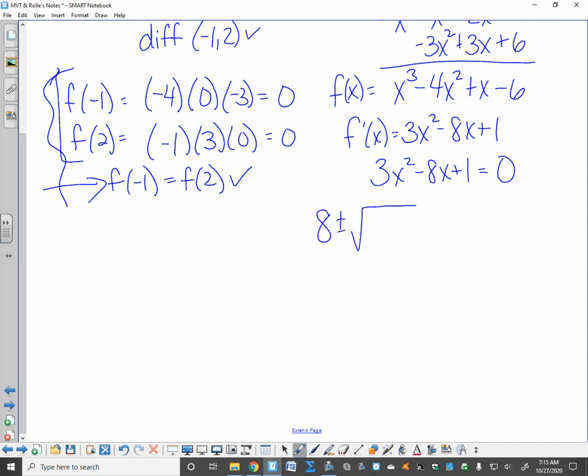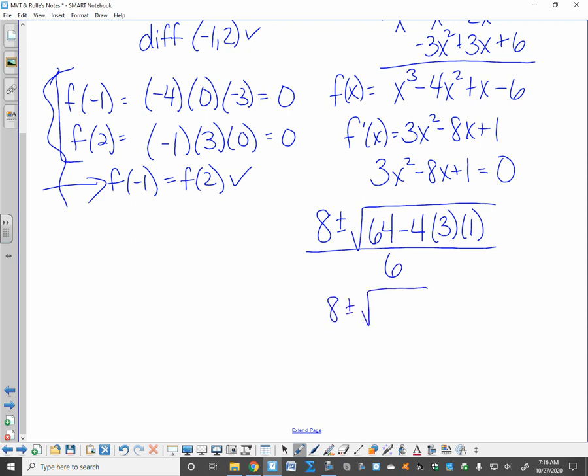Opposite of b, plus or minus the square root of b squared minus 4ac, all over 2a. That would be 64 minus 12, so 52. If this was an FRQ, you could stop here, but I mean, you need to check, and I'm going to bet one of these is not in our interval. We're from -1 to 2. 52 is 4 times 13. So I'm going to clean this up just a hair.